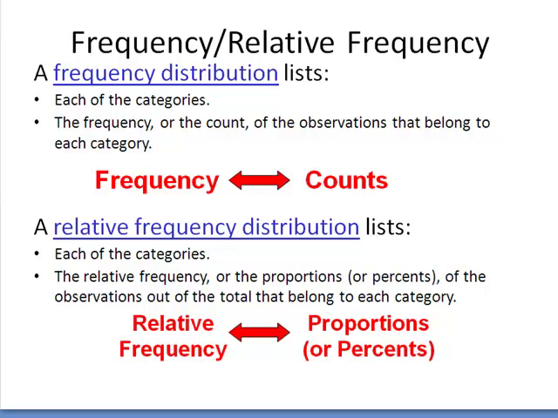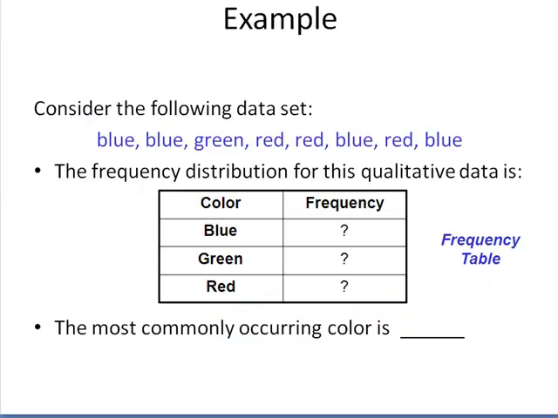A relative frequency distribution also lists each of the categories. However, it gives the relative frequency, or the proportion or percent of the observations out of the total that belong to each of the categories. So that's where you take the total. So let's say that there were 10 people in the room, 3 people had the same shirt. Well, 3 divided by 10, or 30% of the people were in that color shirt. That type of idea. So let's go through a simplistic example, doing it by hand.